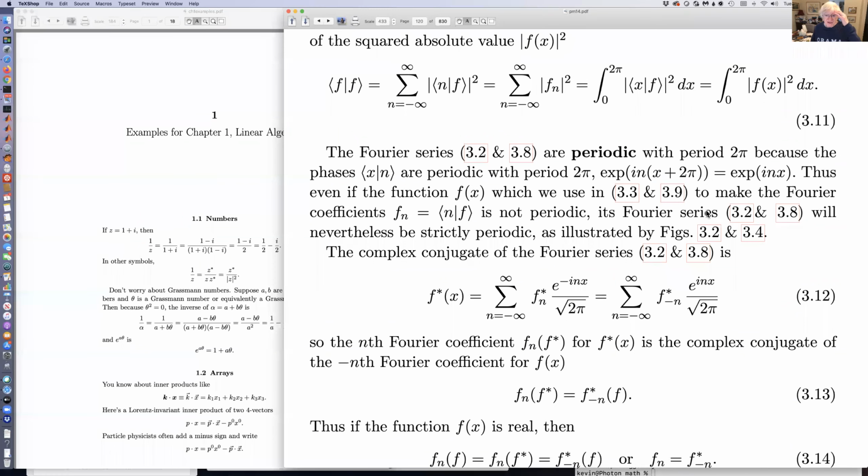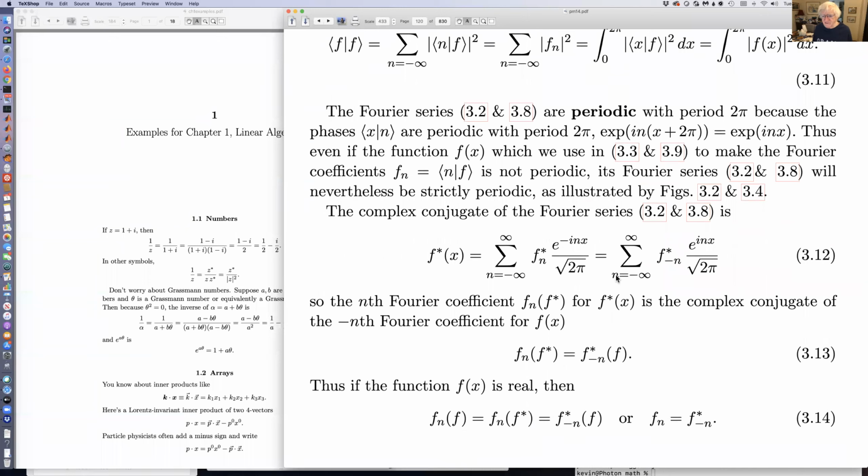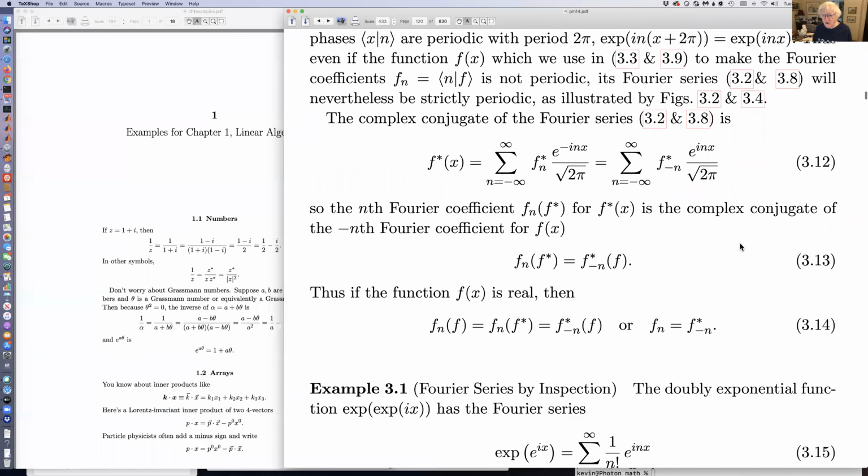So that's what's, I guess, explained here. The Fourier series are periodic with period of 2 pi. So even if a function is not periodic, its Fourier series will be strictly periodic. The complex conjugate of the Fourier series obviously looks like this. And sometimes what we do is we change n to minus n, and we do the same sum. And since we're summing from minus infinity to plus infinity, we can either sum f sub n star or f sub minus n star.